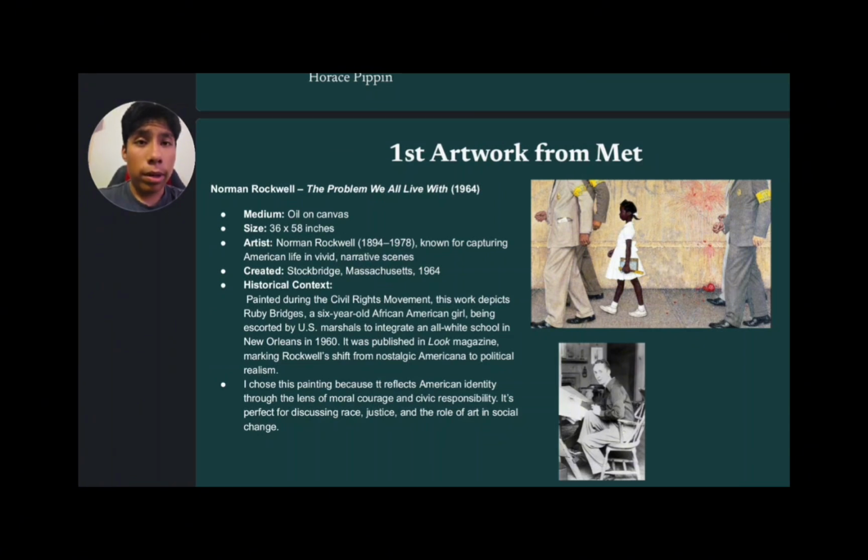Norman Rockwell. This painting was actually created during the civil rights movement. This is a really well-known painting. This work depicts Ruby Bridges, a 6 year old African American girl in the middle of the painting, who is being escorted by U.S. Marshals. She's being taken away from an all-white school in New Orleans in 1960.